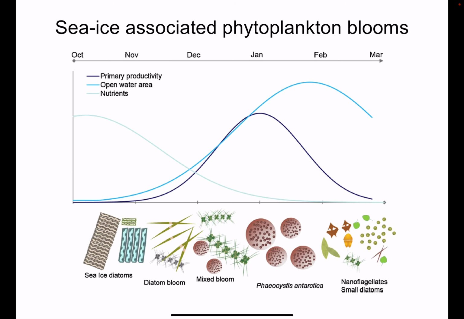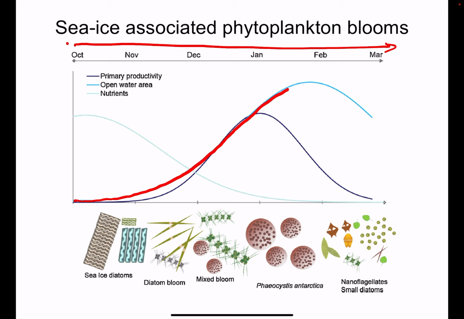And indeed, I just wanted to show you sort of a schematic of what that looks like. So what we're looking at here is time, okay, from October through to March. So basically from spring through to late summer. In all cases, this is just a cartoon. The light blue over here shows you the amount of open water. So the higher the amount of open water, the less ice you have available, okay? The dark blue here is showing you the rate of primary productivity, and the very light over here is showing you nutrient concentrations.